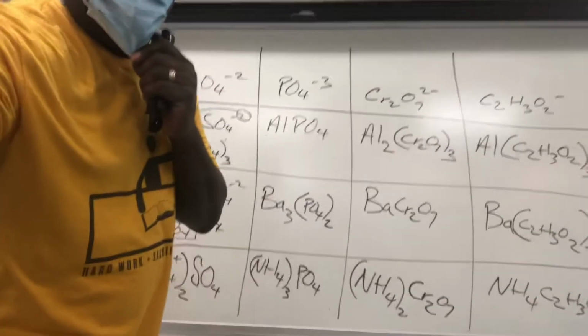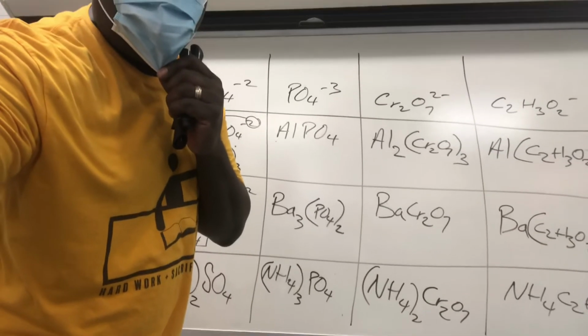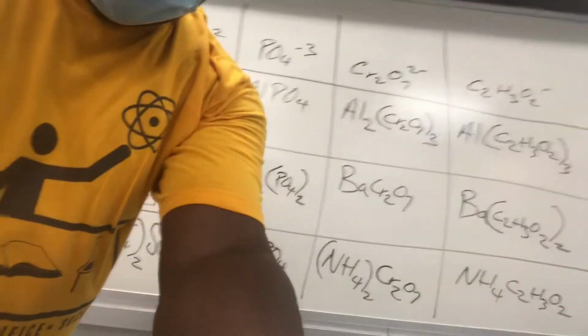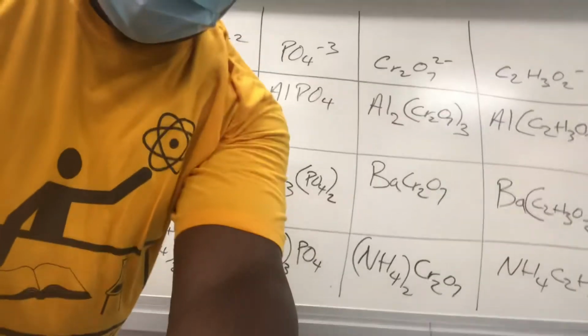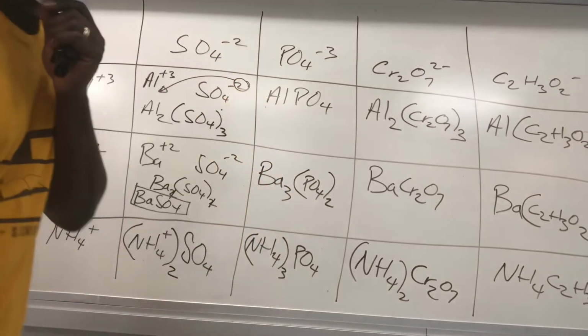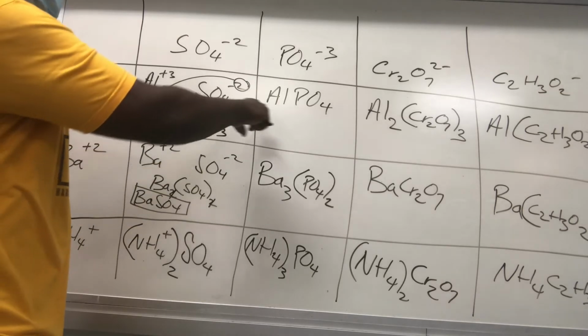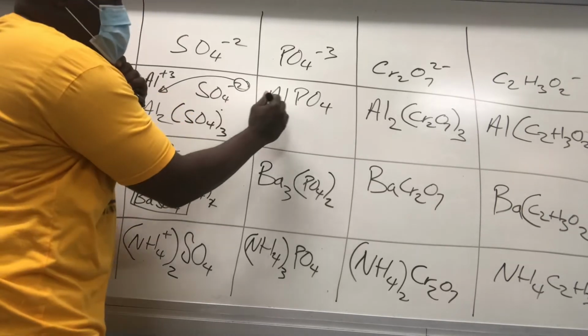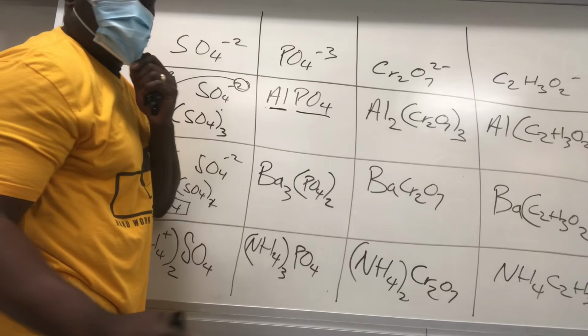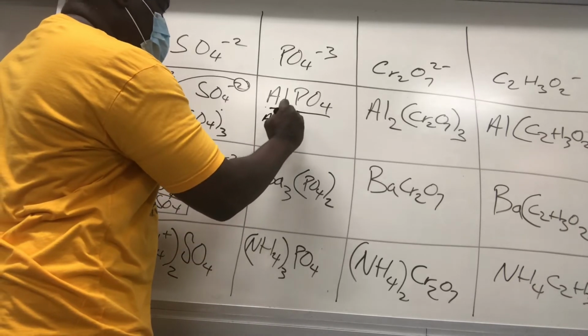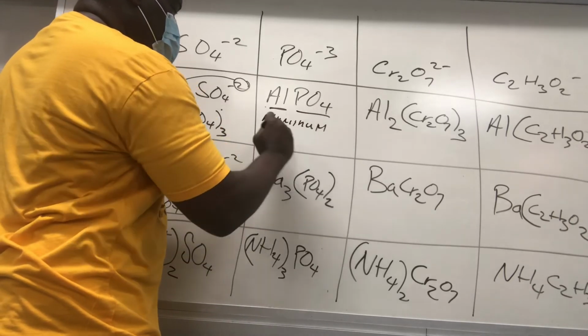Now, I'm going to make another video on how you name these guys, but I'm just going to give you a preliminary look, let's do a couple right here. I'll make another video naming these guys, okay? So, no problem. All right, so AlPO4 is aluminum phosphate, and you're done. Just write that down. Aluminum phosphate.